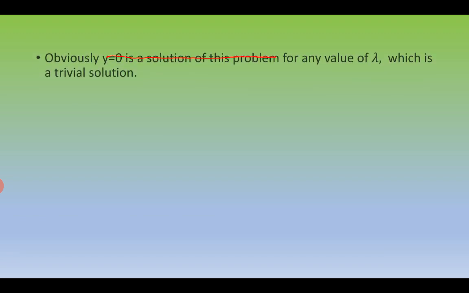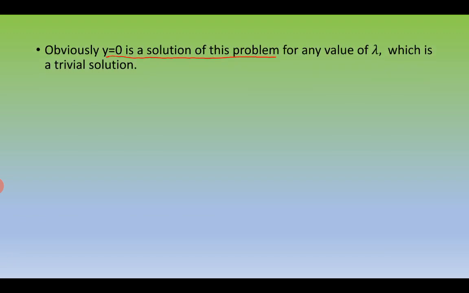As far as the solution of a differential equation is concerned, finding y is the purpose. y is a function of x or a function of t. That will be our solution, isn't it? So y equal to 0 is an obvious solution for any value of lambda, which is a trivial solution. So we call it the trivial solution. The purpose of this problem is to find a non-trivial solution.